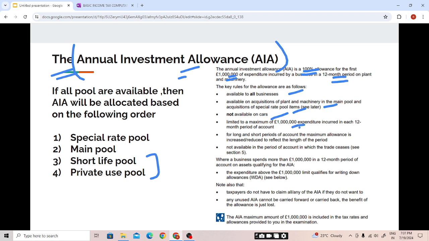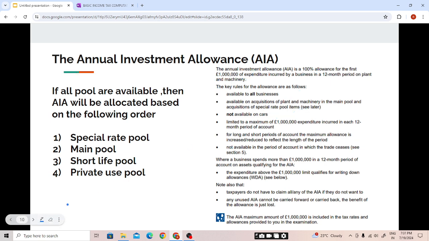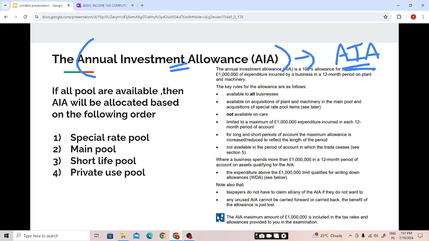And this limit of 1 million is for each 12 months period, and if the period of accounts is varying, whether more than 12 or less than 12, we need to adjust the 1 million pound. If the period of account is more than 12 months, the annual investment allowance will increase. If the period of account is less than 12 months, the annual investment allowance will decrease. And we have seen students that the AIA will not be available in the period of accounts when we cease our business. When there is cessation of trade, the AIA will not be available.